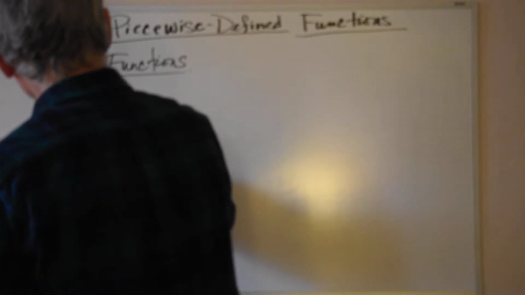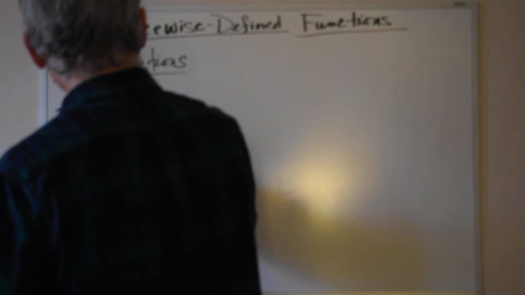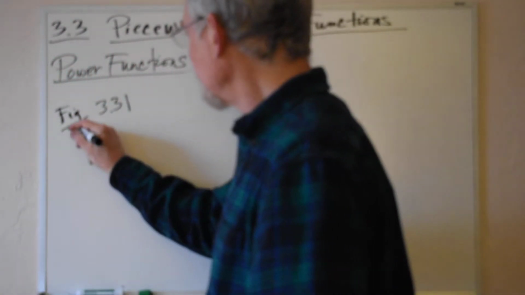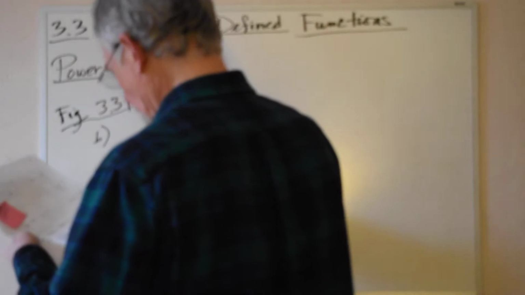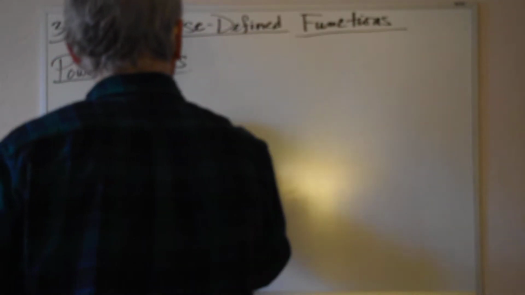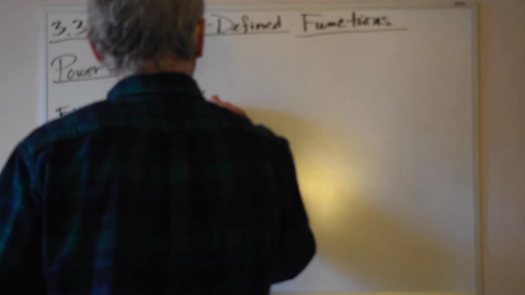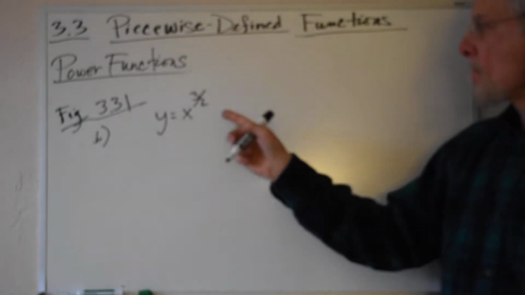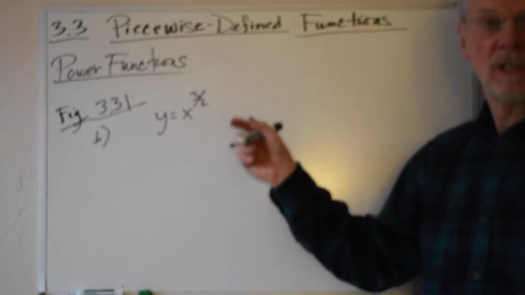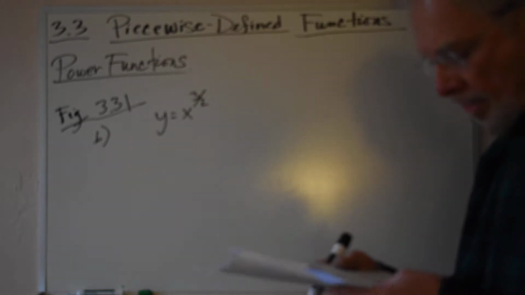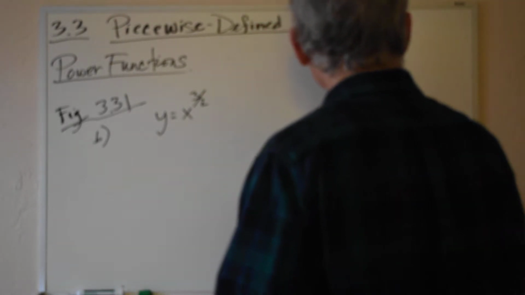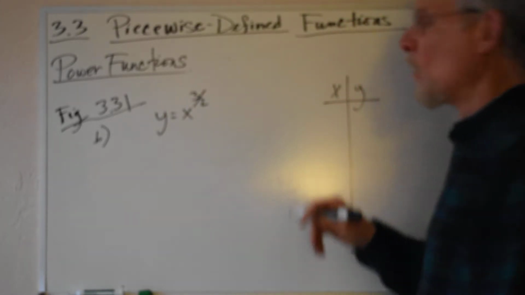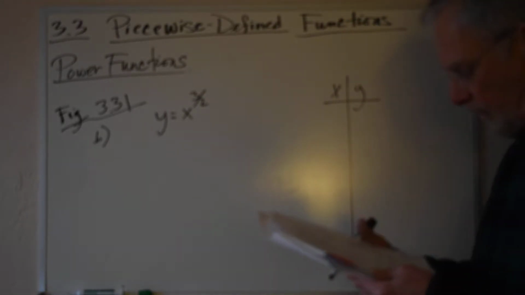Let's look at figure 3.31 on page 204, part B. We're looking at the function y equals x to the power 3 halves. So we see that the exponent is a fraction. What does this look like? Well, we better resort to our most primitive means, since we're not too familiar with these.